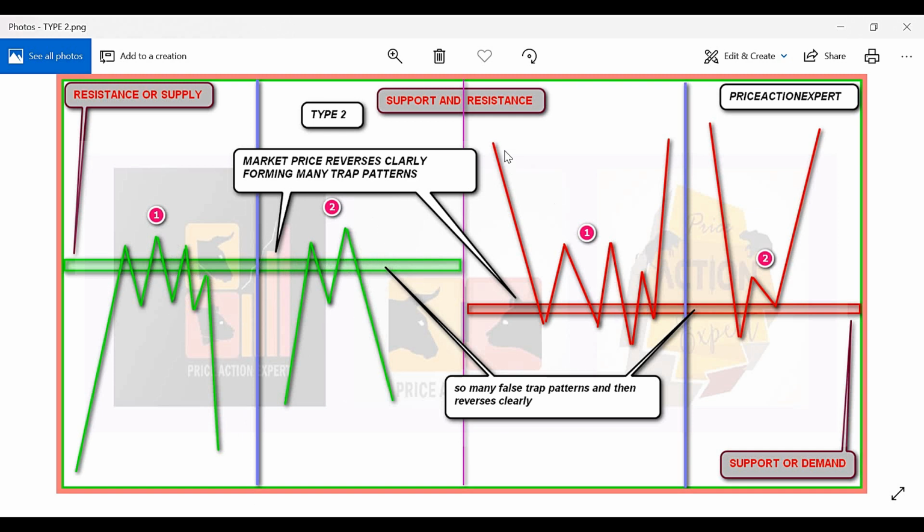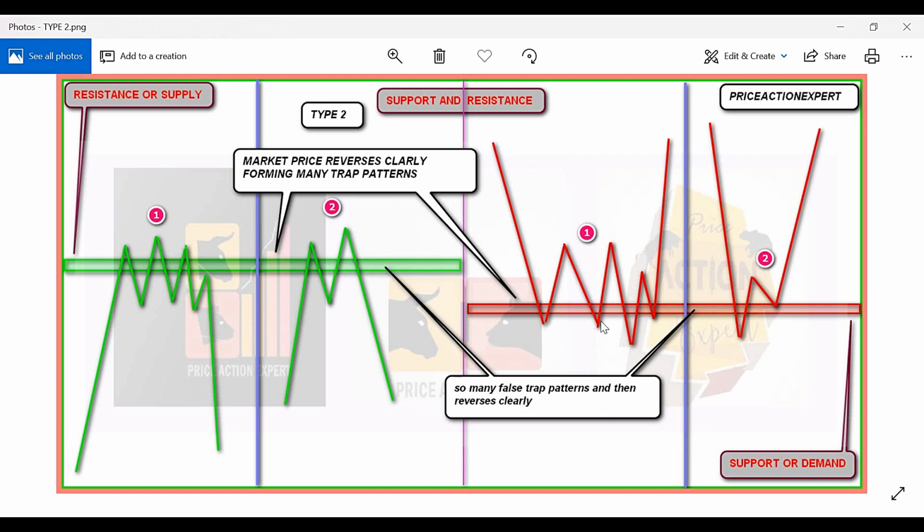Same here. Market falls down and it tries to break here, but it couldn't. And finally, price reverses. Same here. It just formed a different trap and manipulation pattern here. This is type 1 and type 2, for example. These are all many false trap patterns. It trapped the traders here. Those who have placed buy stop here, their orders would have triggered. Those who have placed sell stop here, their orders would have triggered here.